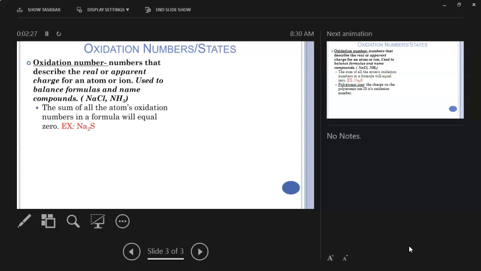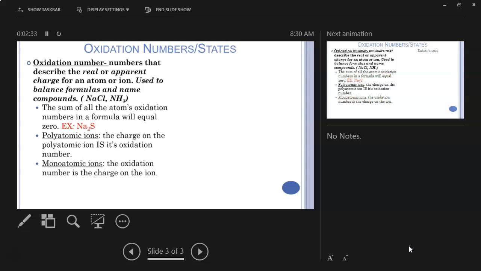Okay, a few things. Get that polyatomic ion list out as well. We're going to need that. The sum of an atom's oxidation numbers in a formula is always going to equal 0. We literally just use our oxidation numbers to make sure our chemical formulas are correct. If I use my example over here, Na2S, sodium sulfide, the sum of all of the oxidation numbers in a compound or molecule is always going to equal 0.